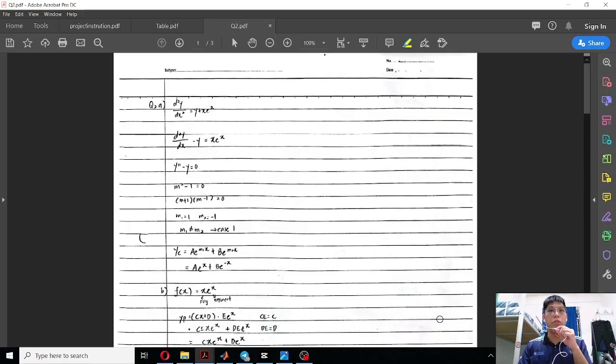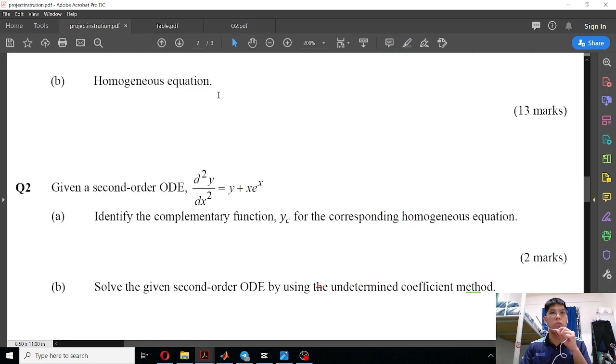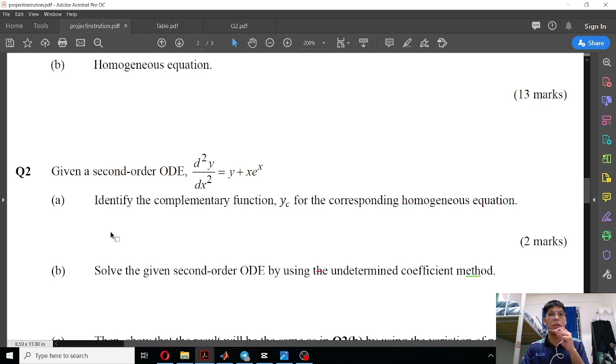Alright, now I will explain the calculation of question 2. The question is d²y/dx² equals y plus x e^x. Now I will explain part A, which is to identify the complementary function yc for the corresponding homogeneous equation.